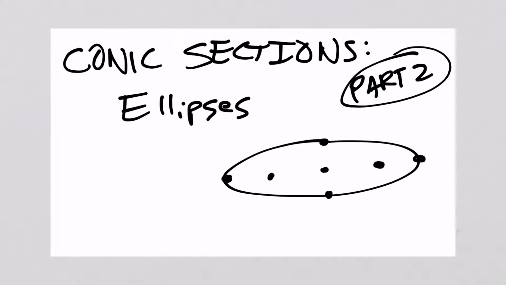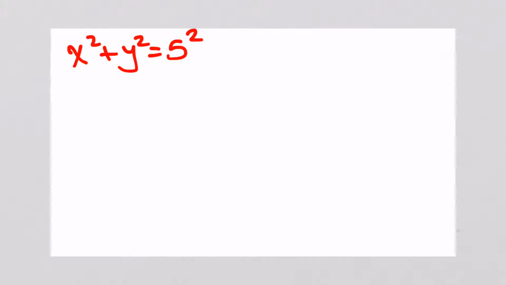Alright, part 2 of our conic sections unit is talking about ellipses. Ellipses are a lot like circles, and they work in a very similar way, except they're kind of like a squashed circle. Now, the way I usually first start talking about ellipses is by comparing it to a circle. So let's say we had the circle x squared plus y squared equals 5 squared.